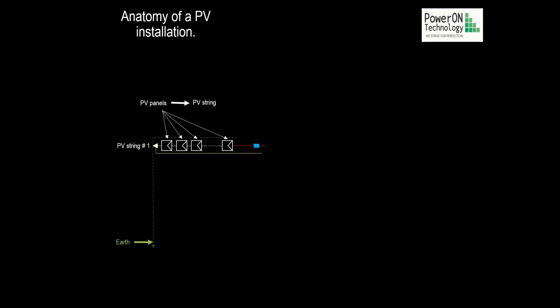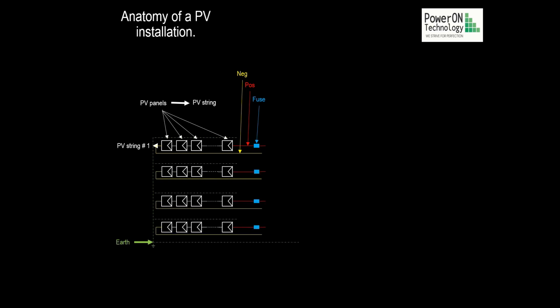The earth connection is usually made with an earth stud and bar driven into the ground. This earth connection is made to all the conductive parts of the installation, specifically to the PV panel frames. The PV string has two poles. First is the negative pole, shown here in yellow. And the second pole is the positive pole, shown here in red. Included in the installation is a conventional fuse connected in series with the positive pole.